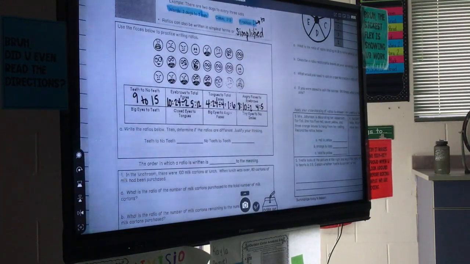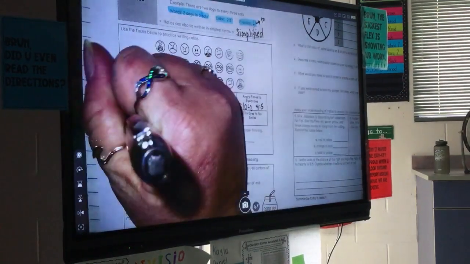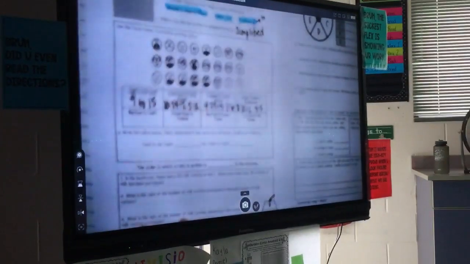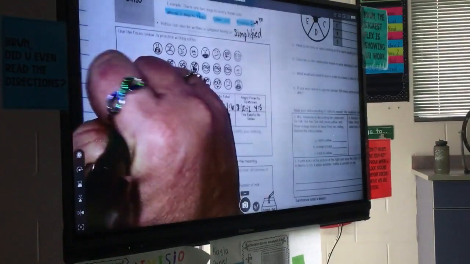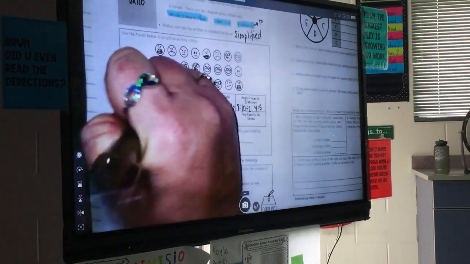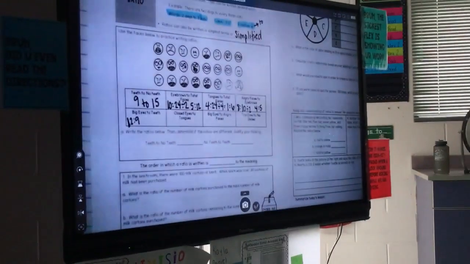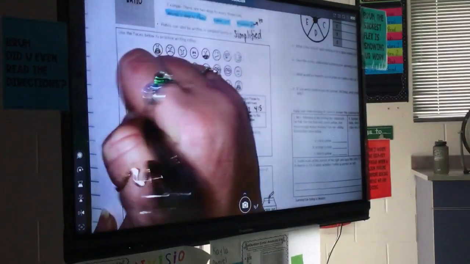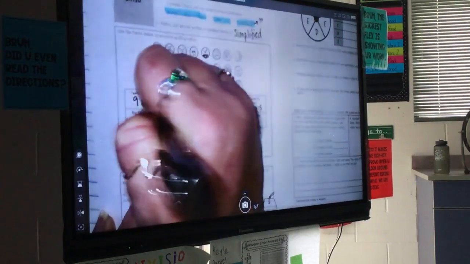All right, let's go ahead and go over these. So for big eyes to teeth, what did you have? Sophia, I had 4 to 3. What is your original one? Should be 12 to 9. Always have your original ratio. So 12 to 9, then we're going to divide by 3 and get 4 to 3.